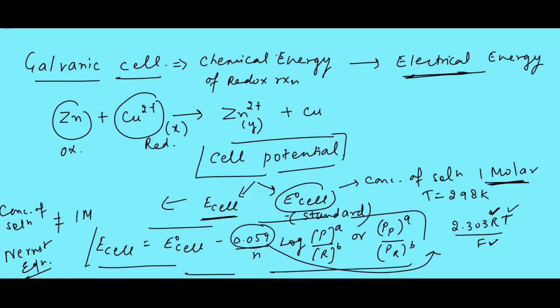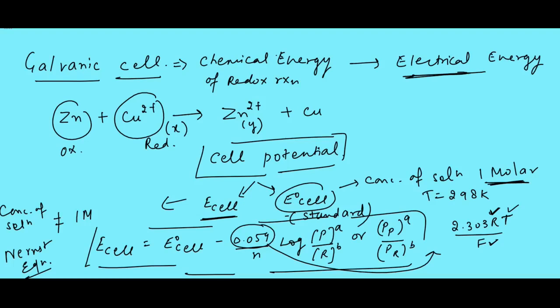This equation which I have written in the box is the final Nernst equation, the simplified form of the Nernst equation which is used in doing the numericals. But the actual Nernst equation, if you want to write, is not just 0.059. You should be knowing that this 0.059 has been derived from 2.303 RT upon F, and in this case the temperature is always taken as 298 Kelvin.